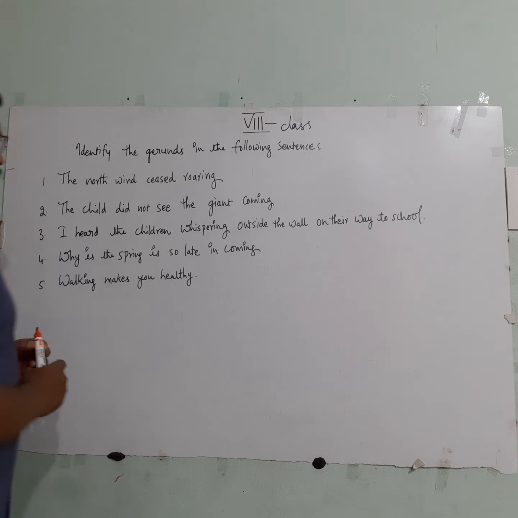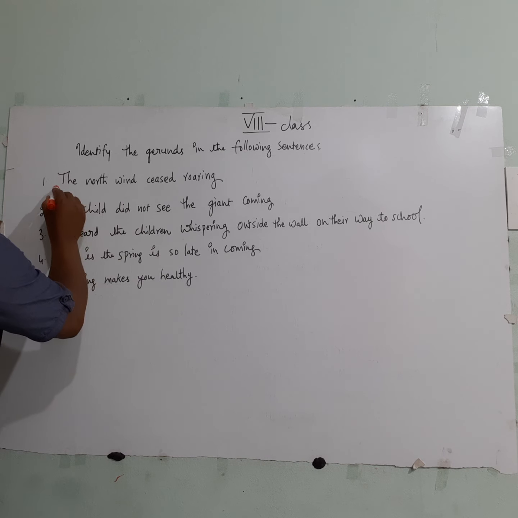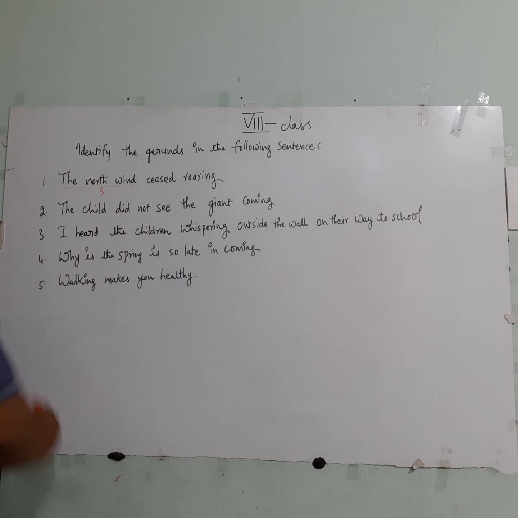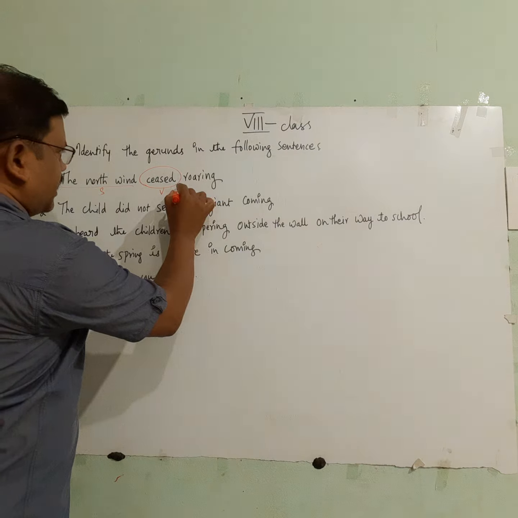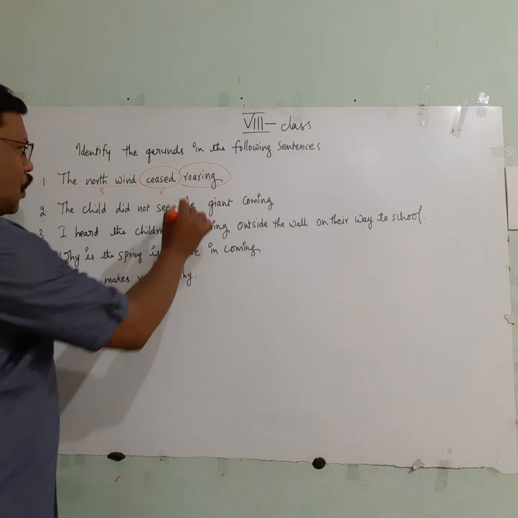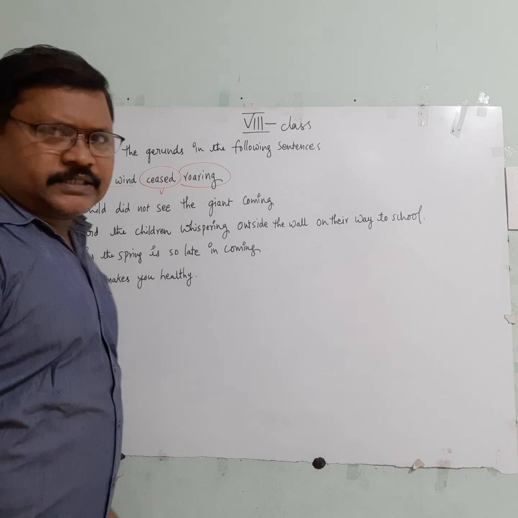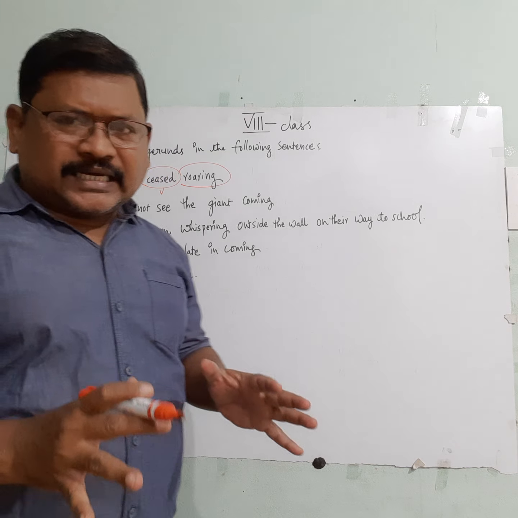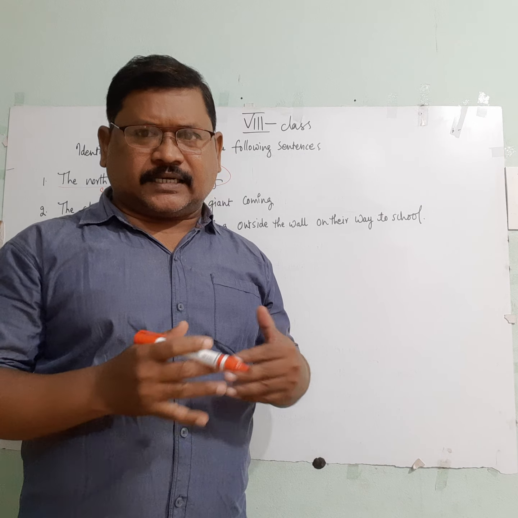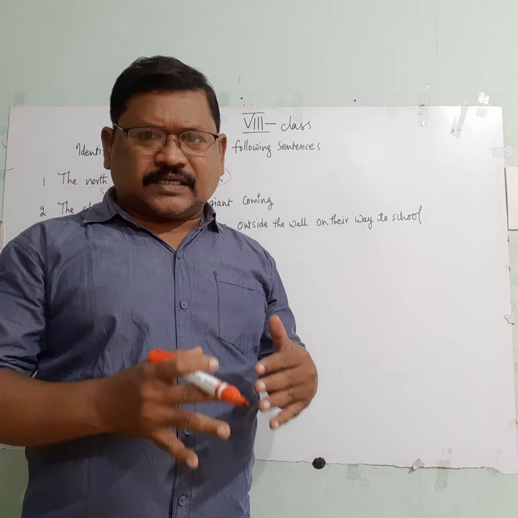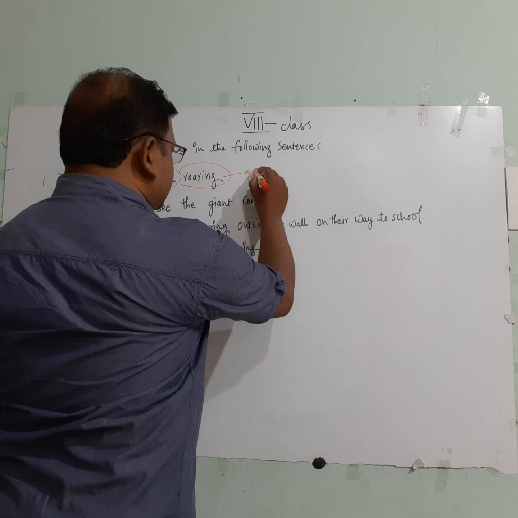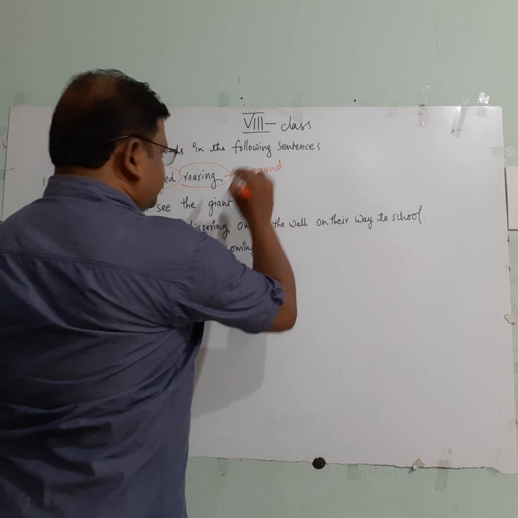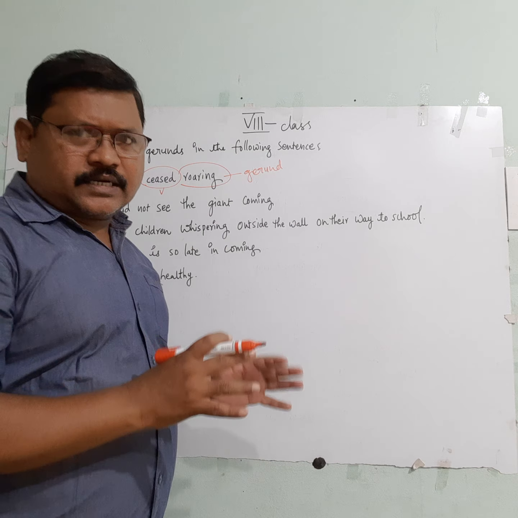The north wind ceased roaring. The north wind, this is the subject, and ceased is the verb, and roaring, it is an object. The roaring is an object in this sentence. It functions as a noun. So the roaring is the gerund, there is no doubt at all. Here the gerund is an object.